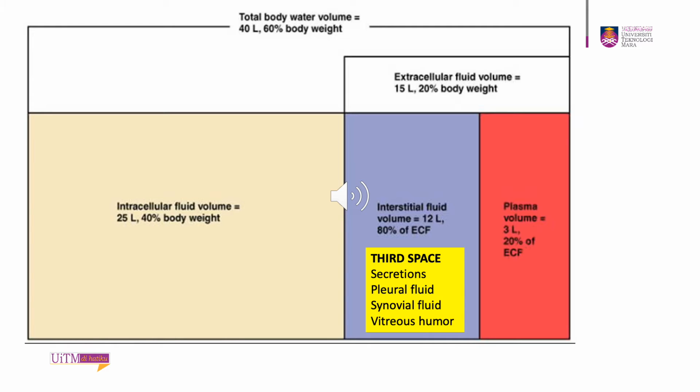And what you need to know that is important is that the third space is the interstitium. And we always say that patients are losing fluid into the third space. So the third space are the area where it can collect fluid in the pleural cavity, in the synovium, as well as vitreous of the eye.